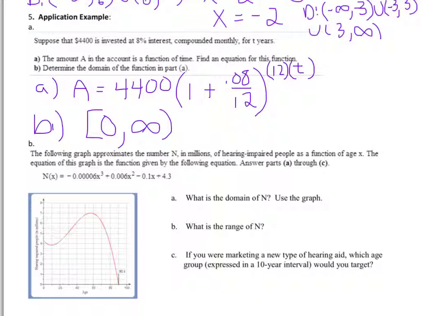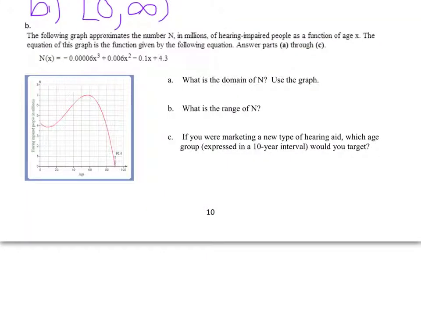Part B, the following graph approximates the number n in millions of hearing impaired people as a function of age x. The equation of this graph is the function given by the following equation. Answer parts A through C. What is the domain of n? Use the graph. Well, that's how far left and right it's going. So it looks like it starts at 0, including 0, and it ends at 90.4. And there's no open dot or anything there, so we're going to include that 90.4 too.